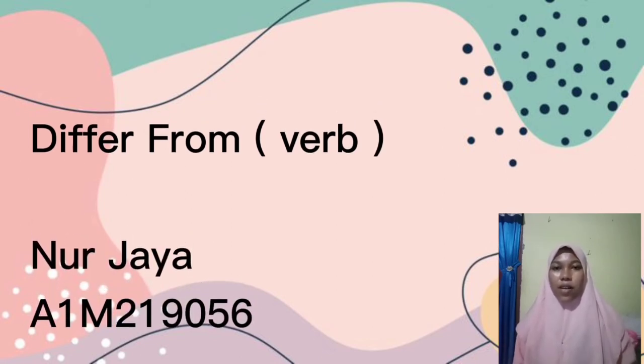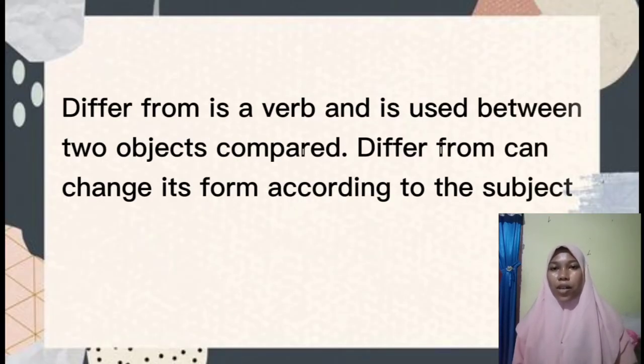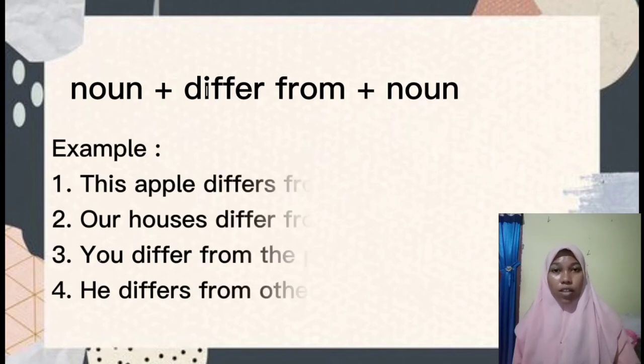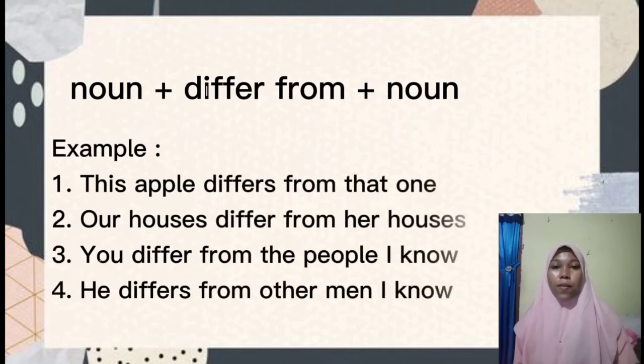I will explain about differ from. Differ from is a verb and is used between two objects compared. And differ from memiliki arti yaitu berbeda dari. Because differ from is a verb, it can change its form according to the subject. And the formula is noun plus differ from plus noun.